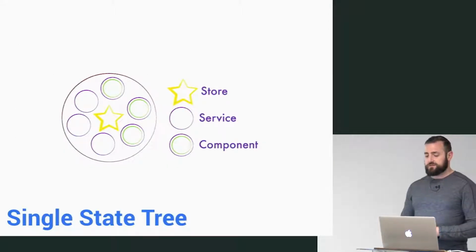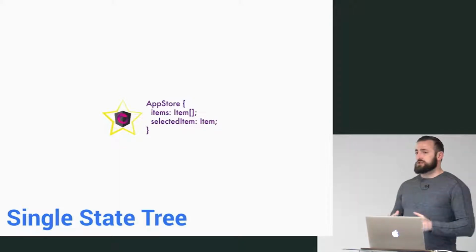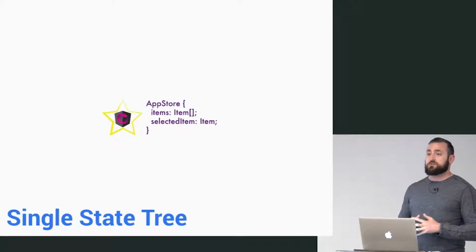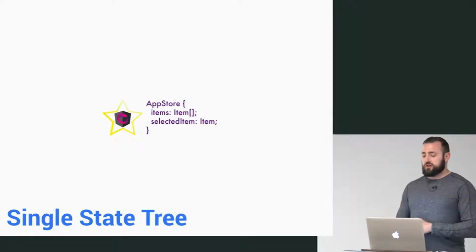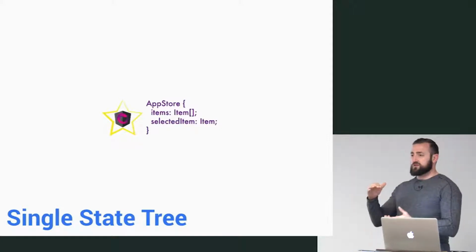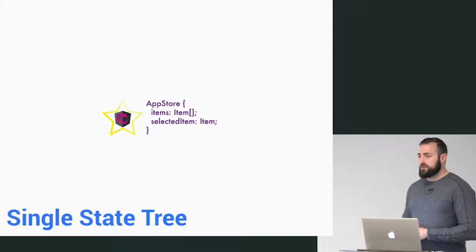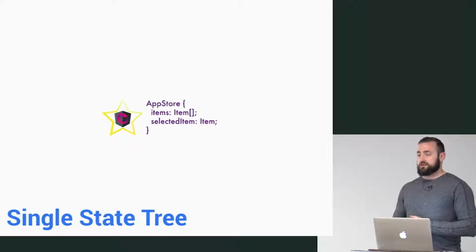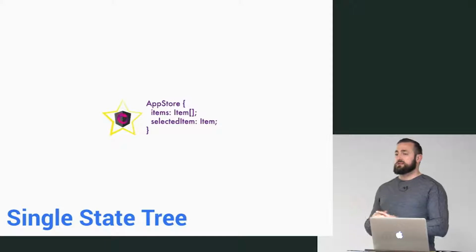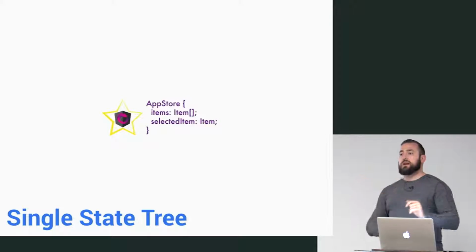So single state tree, again, we have the store, which then feeds state to service and component. And what this looks like is really just think of your data schema for your entire application. In the case of the sample application, we have an app store. This is just an interface that I've defined, and we have an array of items and a selected item. Now when I pass this store in, I'm saying here's the store, but it is of a type. I'll say store, but then I'll type it to this app store.